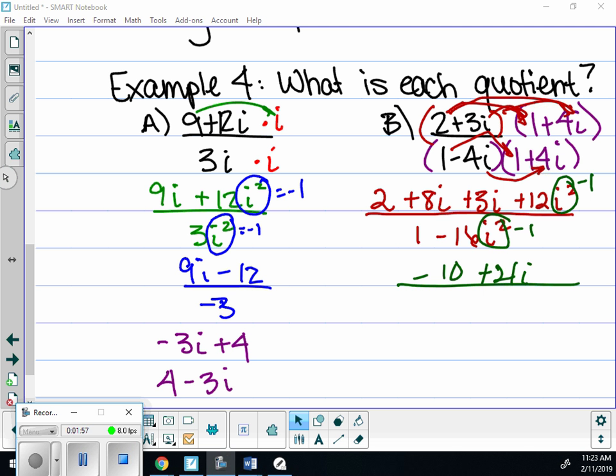In the denominator, I have 1 minus 16 times negative 1. So those are going to become positive. So I have 1 plus 16, or 17. Now, since there are no i's in the denominator, this is simplified. And 10 is not divisible by 17, and 21 is not divisible by 17, so we can't simplify any further than that. That would be your final answer.